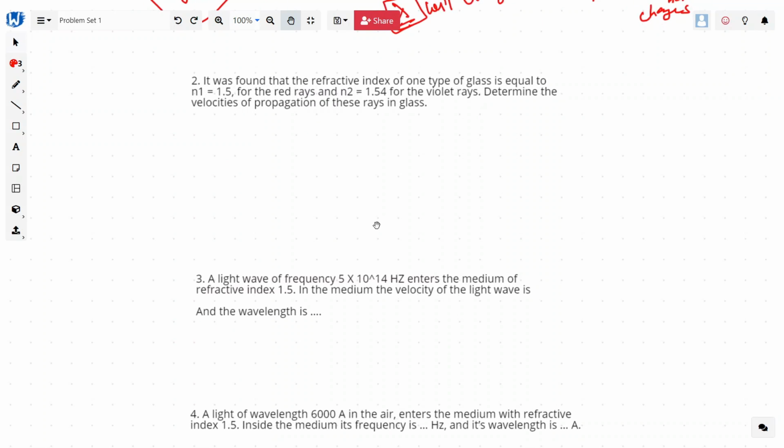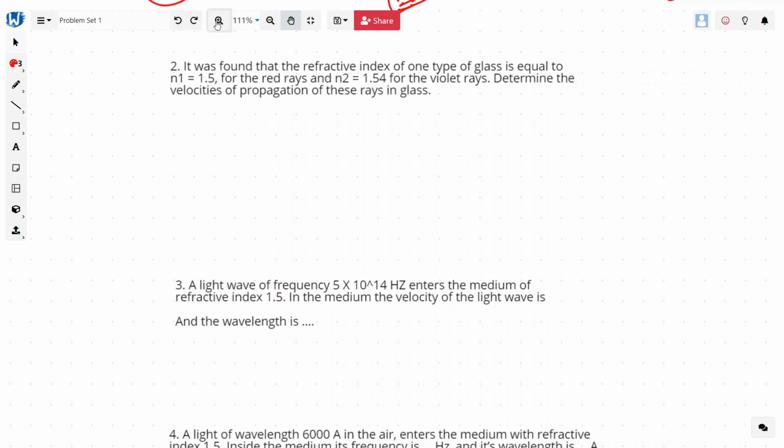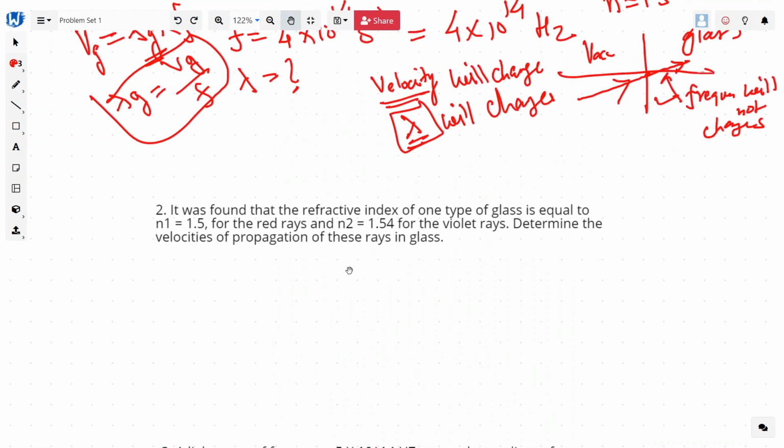Now here is the problem number 2. It was found that the refractive index of one type of glass is equal to 1.5 for the red rays and equal to 1.54 for the violet rays. Determine the velocity of propagation of these rays in the glass. So here we know the refractive index n for the red ray is 1.5, for the violet ray is 1.54, and we have to determine the velocity of propagation of these rays.